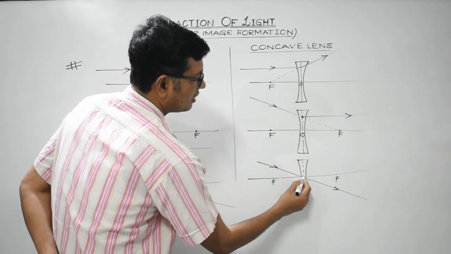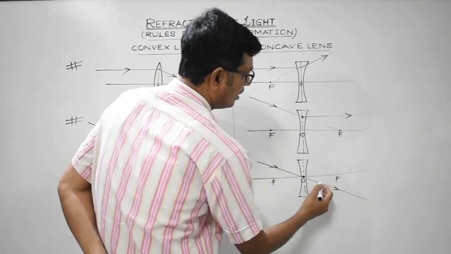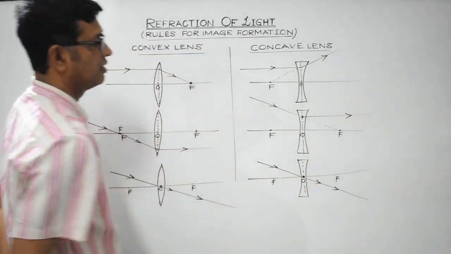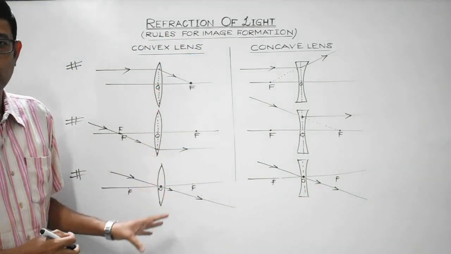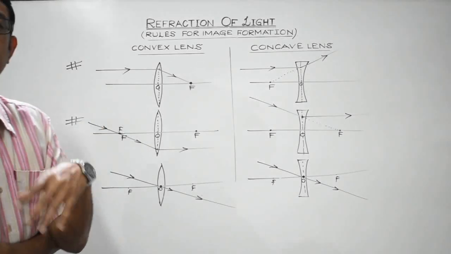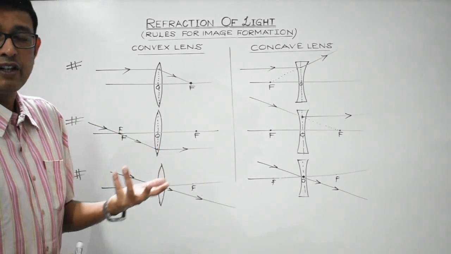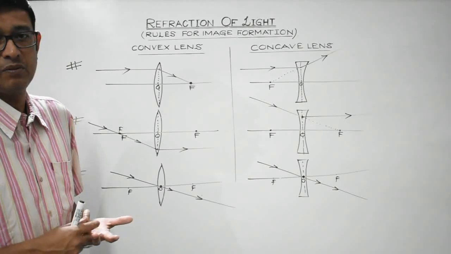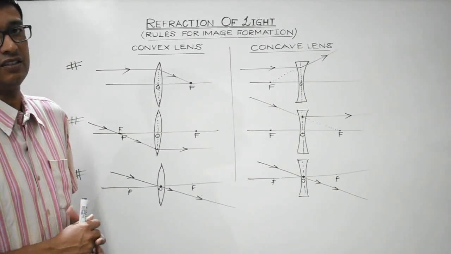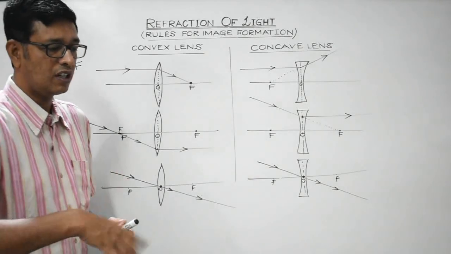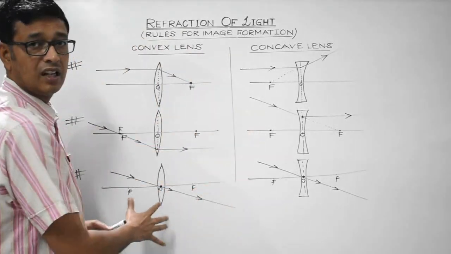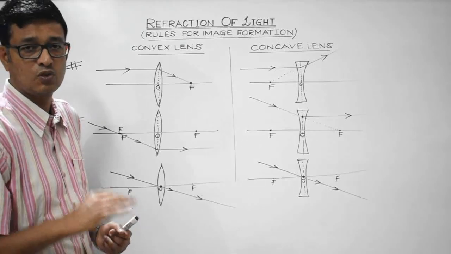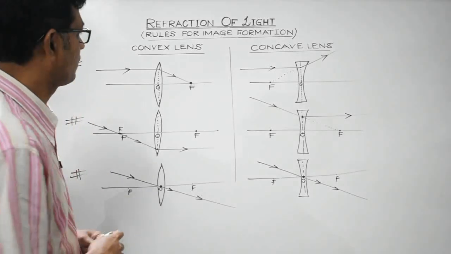This is the optical center through which this incident ray is passing, so it will remain undeviated. So students, these are the 3 rules which we will be making use of in drawing the image diagram in several different cases, right? So before we continue with the image formation, I must recapitulate, I must repeat all the 3 rules. So students, please listen carefully.